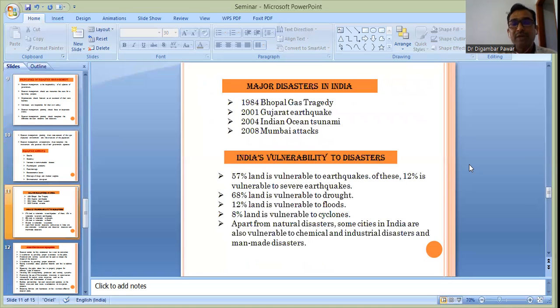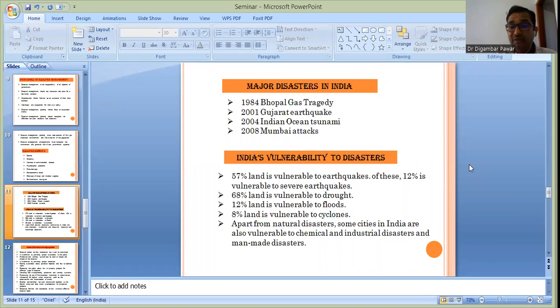These are some major disasters that occurred in India. In 1984, the Bhopal gas tragedy happened. In 2001, the Gujarat earthquake, the 2004 Indian Ocean tsunami, and the 2008 Mumbai attacks occurred. These are some major disasters which occurred in India.